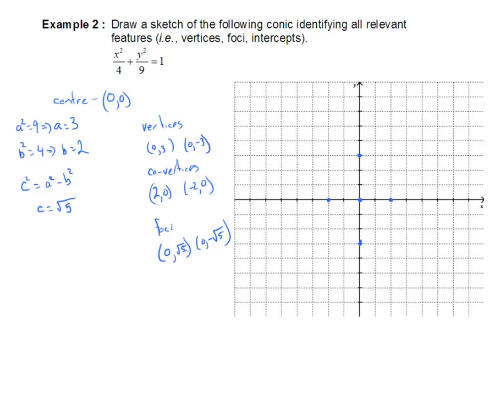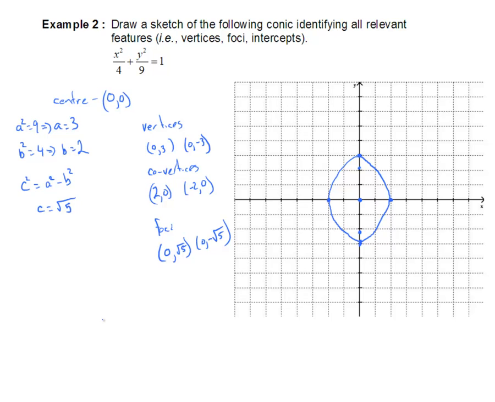The key to doing these is remembering what each piece tells you. A is the vertices, b is the co-vertices, c is the foci. So 2 and a little bit, here's one focus. 2 and a little, there's another focus. We try to sketch this with an oval here, and we get a shape that looks something like that.